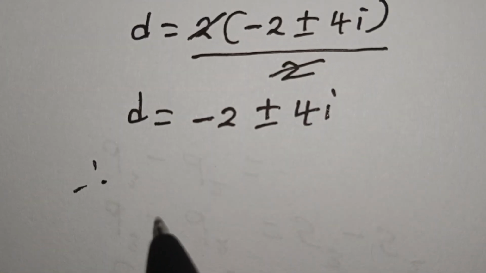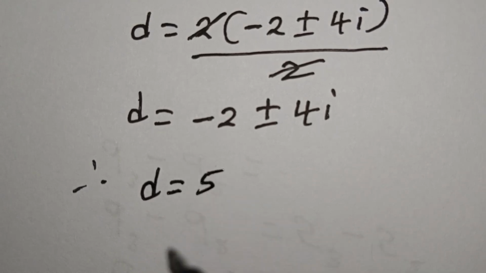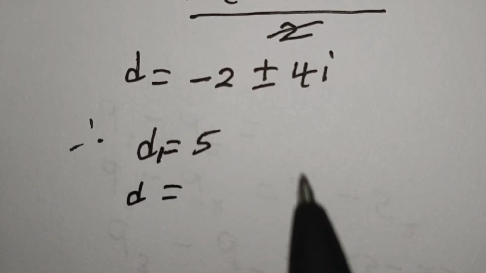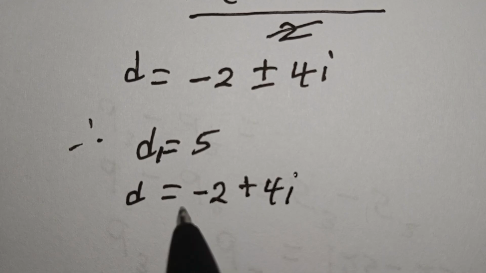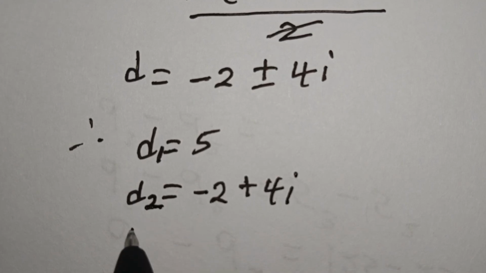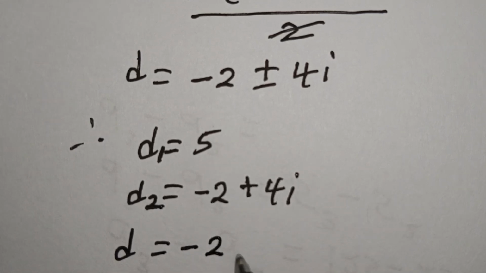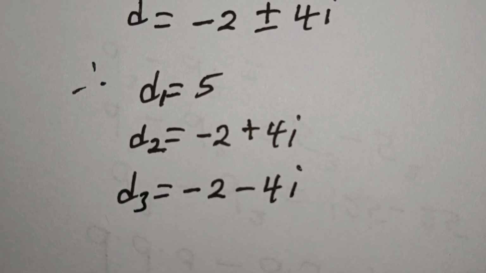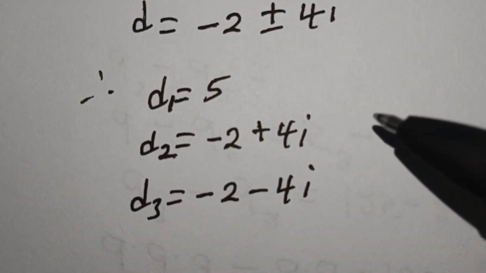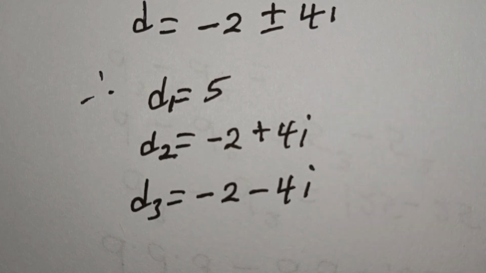Therefore, all the solutions that we have for this algebra problem are D equal to 5. This is the first solution. Let's call it D1. D equal to, considering this positive sign, we have minus 2 plus 4i. Let's call this D2. And D equal to, considering the negative sign, we have minus 2 minus 4i. Let's call this D3. You will see that in total, we have 3 distinct solutions, 1 real solution and 2 complex solutions.